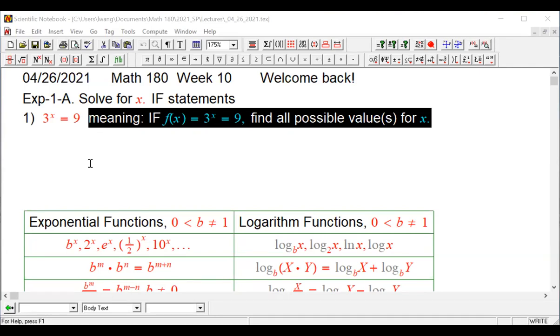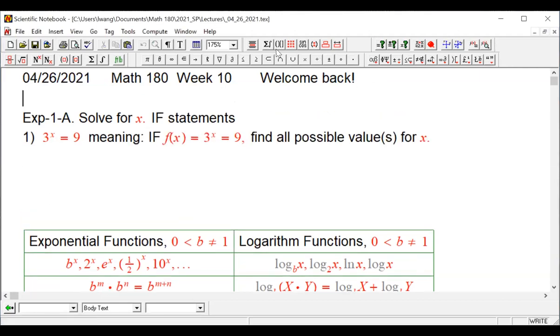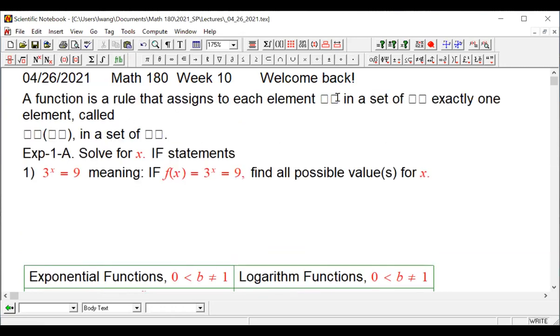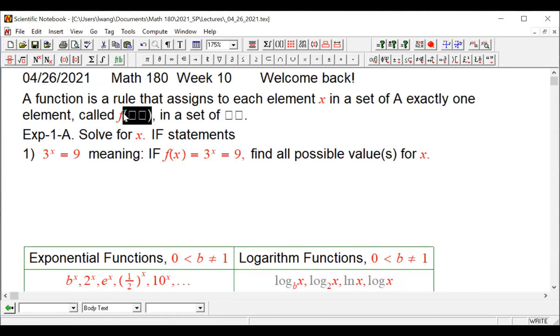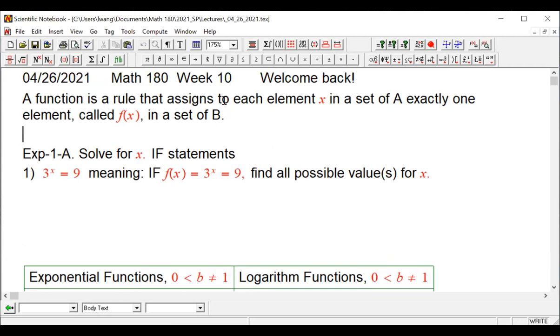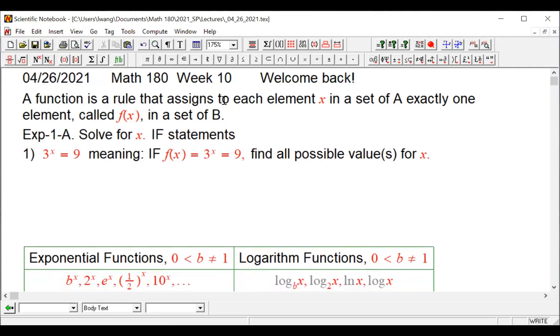Very good. Okay, I'm gonna copy this just to think about this definition again. It's such a beautiful definition. For each element x in the set of A, exactly one element called f of x in the set of B. Definition of function. How powerful is that definition? Do you feel the power of that definition? One sentence. That's the beauty of mathematics. One good definition.